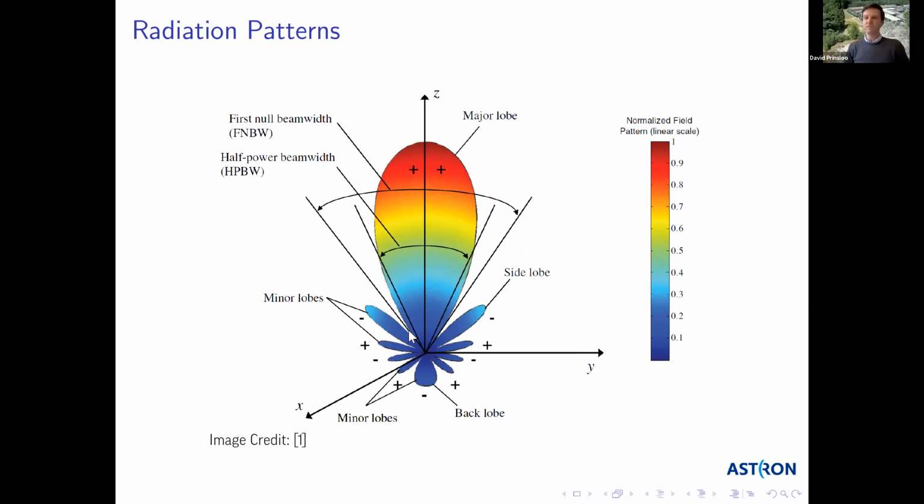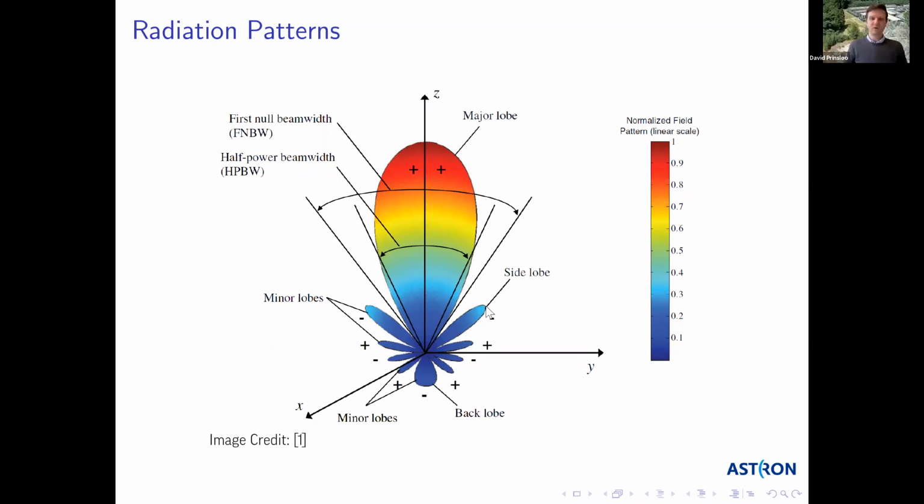And we can define a number of quantities or values for the radiation pattern. And the terminology for that is, firstly, the main lobe or major lobe. And this is the radiation lobe containing the maximum radiation, so the major lobe.